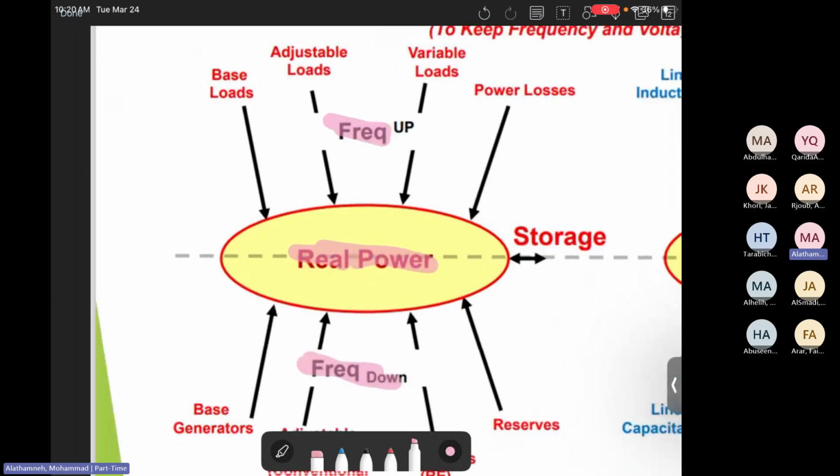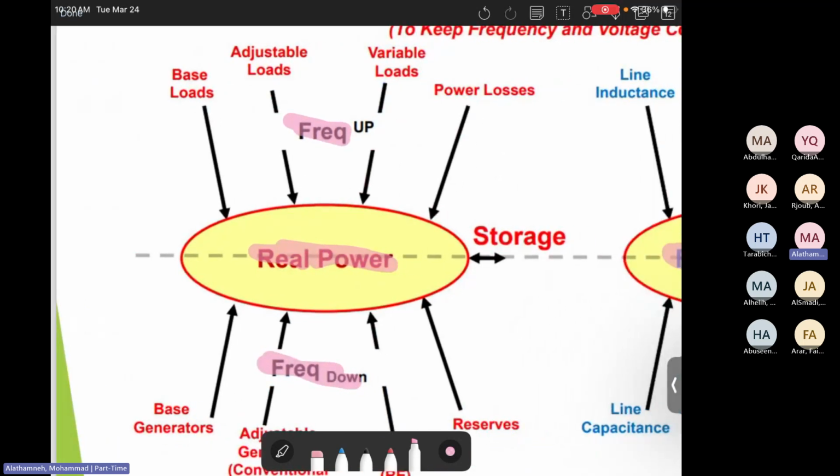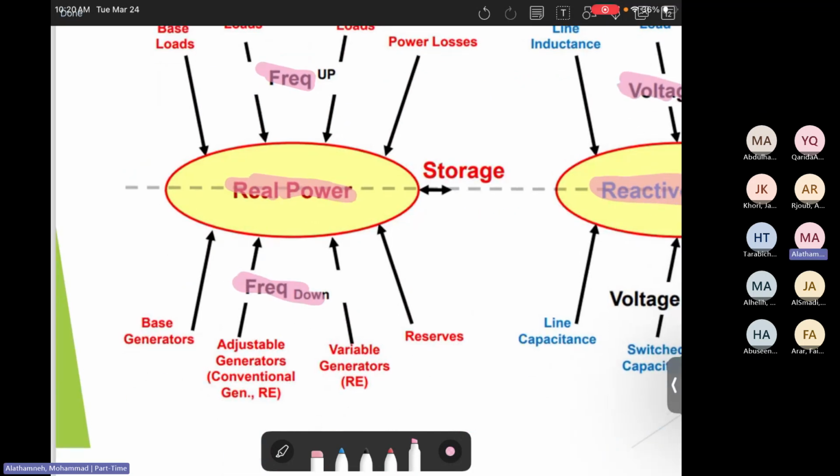Let's look at the factors impacting the real power. To make the frequency go up, you need to have extra generation. You can look at the arrows here that make boosting. Assume this is the frequency level, like 50 hertz, and we need to boost the generation, or the real power. How can we boost it? Using the base generator, the adjustable generator, renewable energy sources, and reserves. Reserves like spinning reserves, energy storage systems, etc.